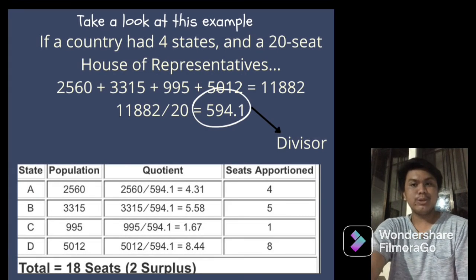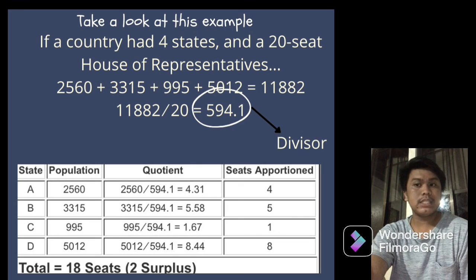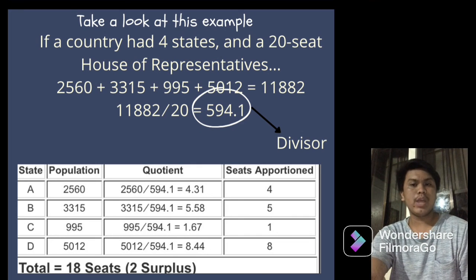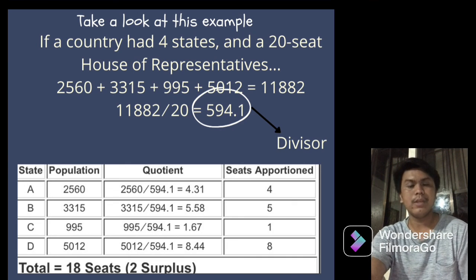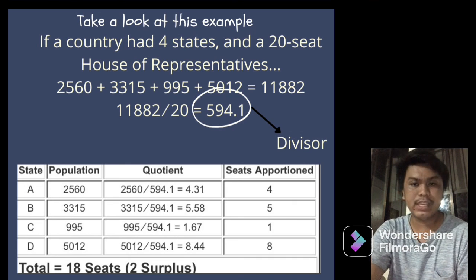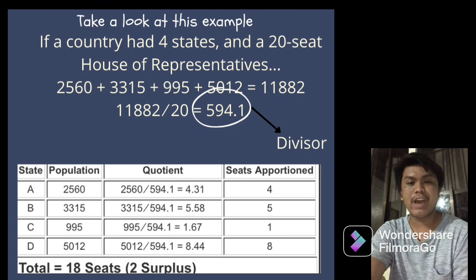Now, let's take a look at this example. Supposedly, if a country had 4 states and 20 seats in the House of Representatives are available. So, dito meron tayong state A, B, C, and D. So, 4 na state. And so, kada state ay mayroong population. Okay? So, state A has 2,560. State B has 3,315. State C has 995, and State D has 5,012.